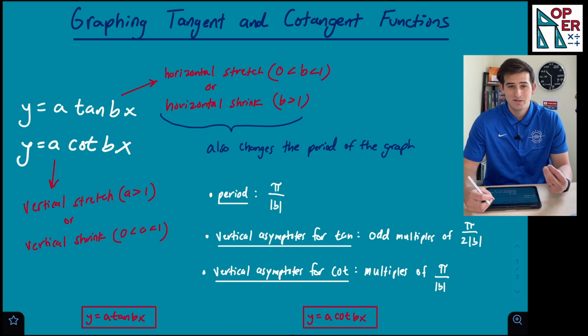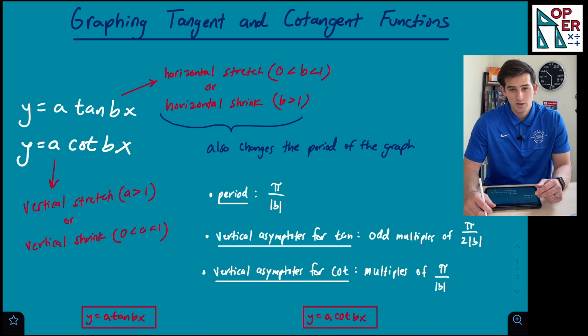So if b is between 0 and 1, it's a horizontal stretch, because remember, we're stretching by a factor of 1 over b. So in this case, if b is 1/2, we're actually stretching by a factor of 2. So that's where it kind of makes sense. Then a horizontal shrink is when b is greater than 1. So let's say, for example, b is 4, so it would actually be a horizontal shrink by a factor of 1 over 4. Now, what b does is it also changes the period of the graph, so we'll have to take that into account as well.